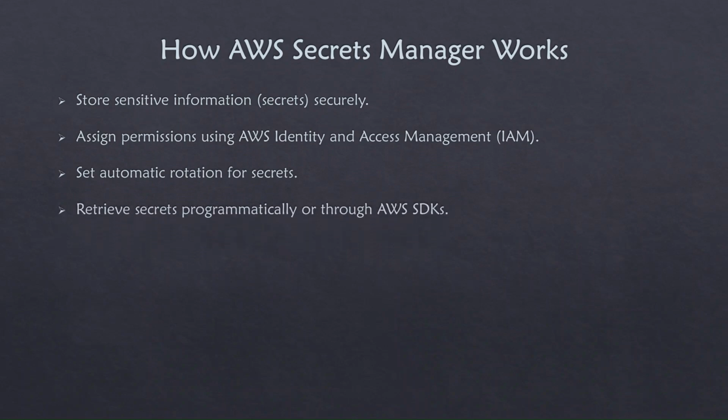So, retrieve secrets programmatically or through AWS. Secrets stored in Secrets Manager can be retrieved programmatically by applications using AWS SDKs or APIs. This allows your applications to securely access the secrets when needed without hard coding them in configuration files or source code. The SDKs facilitate seamless integration with your applications running on AWS or on premises. So this is how Secrets Manager works.